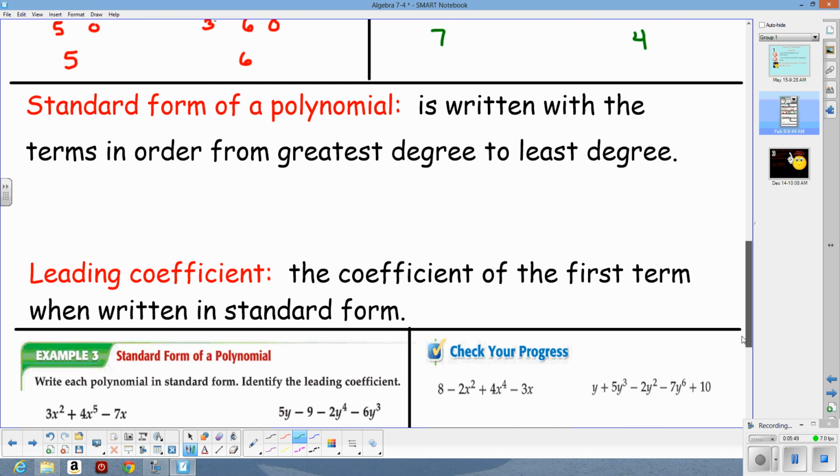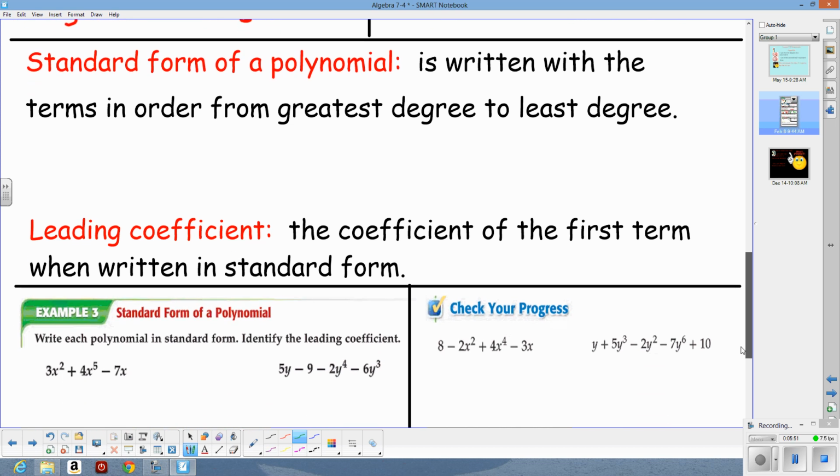Now the last thing we're going to do is write polynomials in what's called standard form. It's written with the terms in order from greatest degree to least degree. Then the leading coefficient is the coefficient of the first term when it's written in standard form.